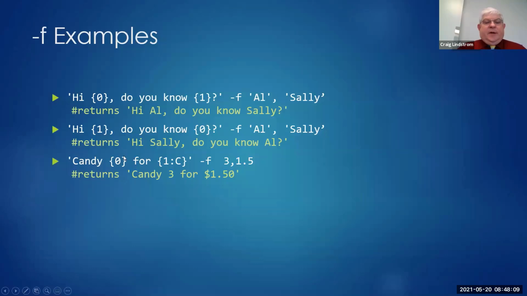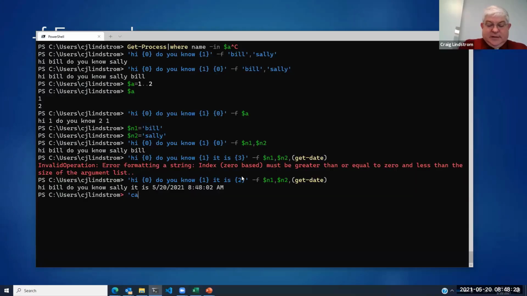Let's do this one down here. I'm going to write this statement, candy, some value for, and then I'm going to format this a little bit differently. So let's see what this is going to do. We'll say candy, and I'm going to put a number in here for, and then I'll put my second element of my array in. And now let's format this. I want this to say, candy 3 for $1.50 or something like that.